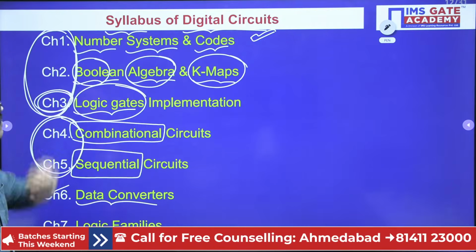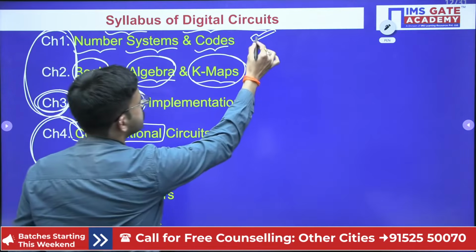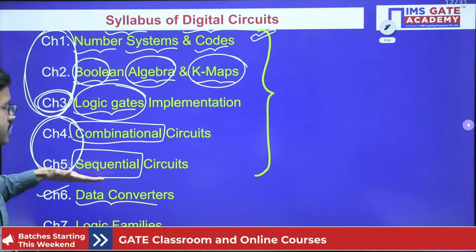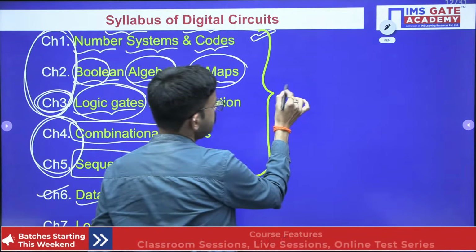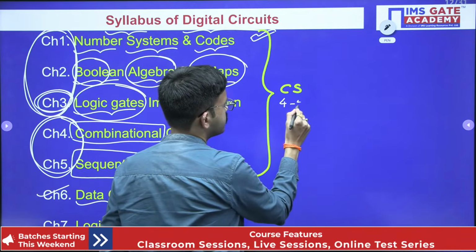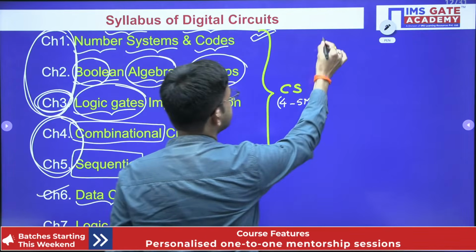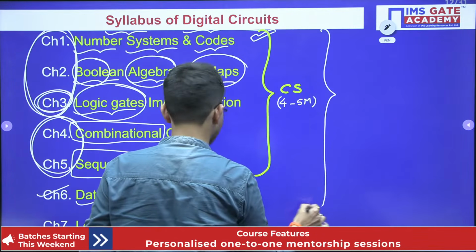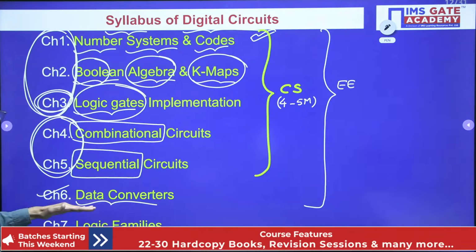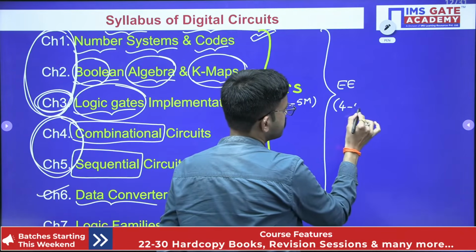With respect to the GATE exam point of view, for the CS branch the syllabus is up to the 5th chapter. Weightage is 4 to 5 marks. For the electrical branch, the syllabus is up to the 6th chapter. Weightage is similar, 4 to 5 marks.